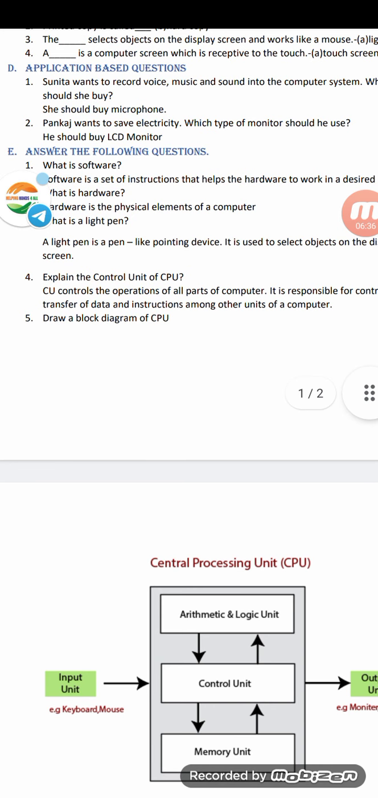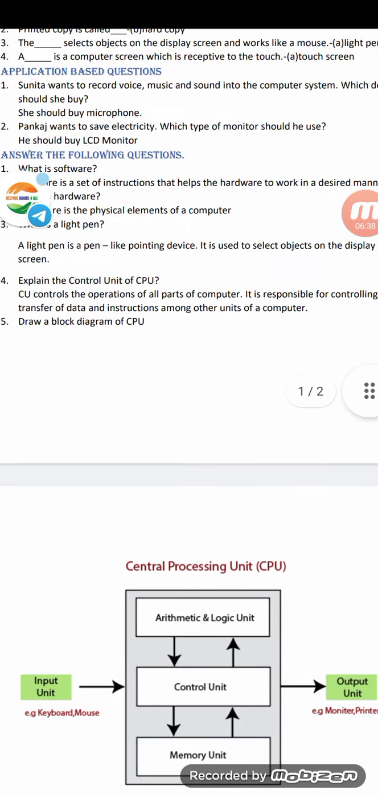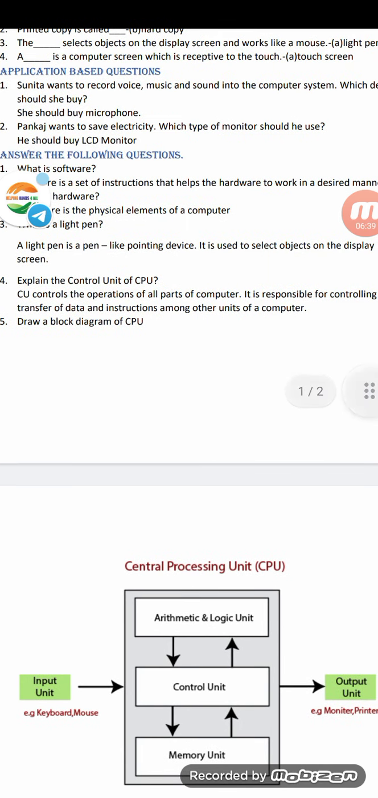Then explain the control unit of CPU. CU means control unit, it controls the operations of all parts of the computer. It is responsible for controlling the transfer of data and instructions among other units of the computer.